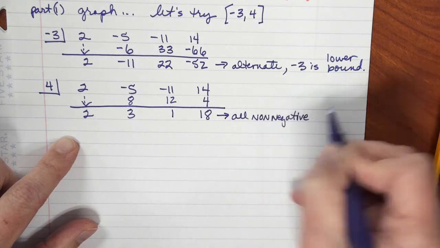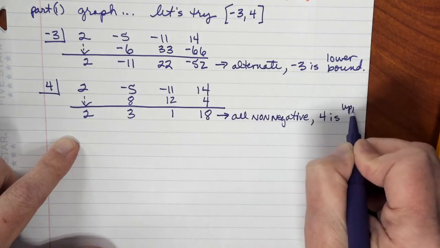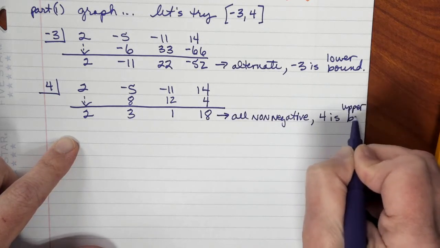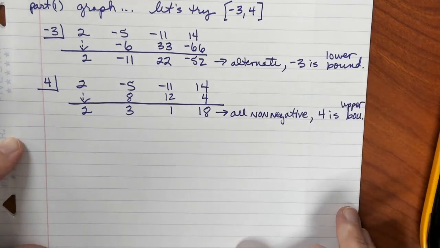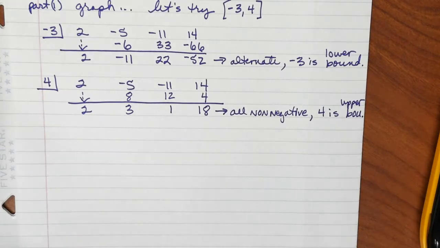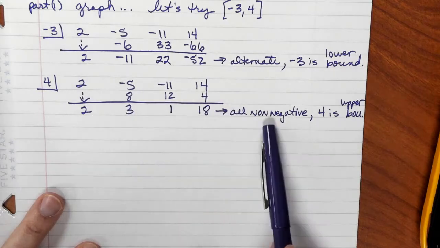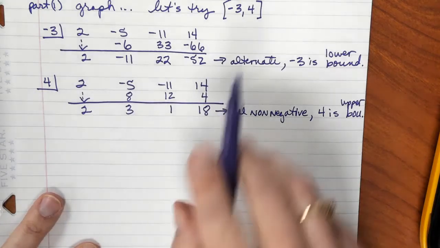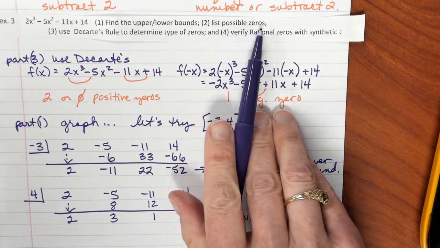Whoops. So 4 is the upper bound. I'm running out of room there. So we have the upper and lower bound, and that would be just one of my questions. Determine an upper and lower bound for this function, and you would need to verify and prove it. You would graph it, you would try it, you would show me the synthetic division and show me that the signs alternate.